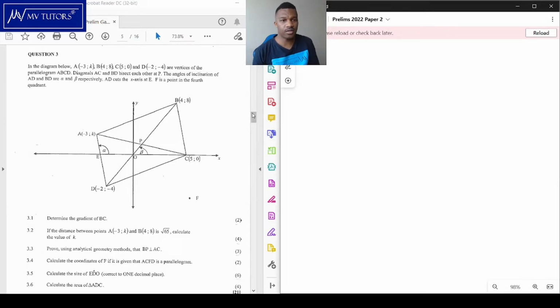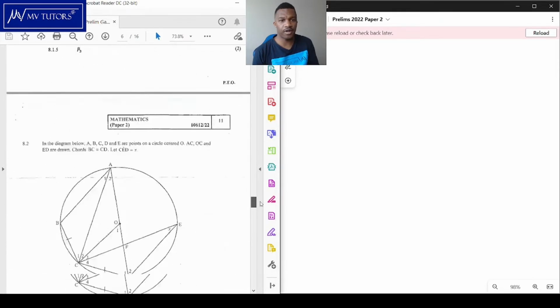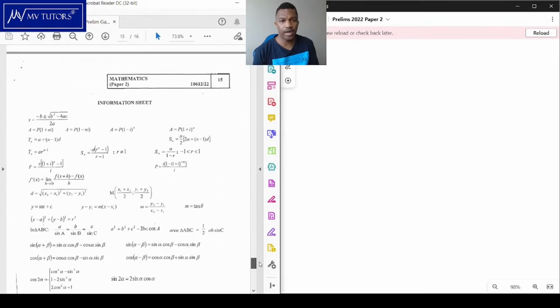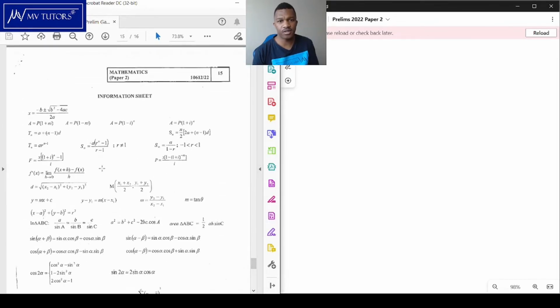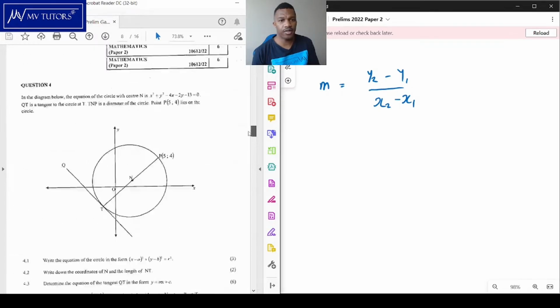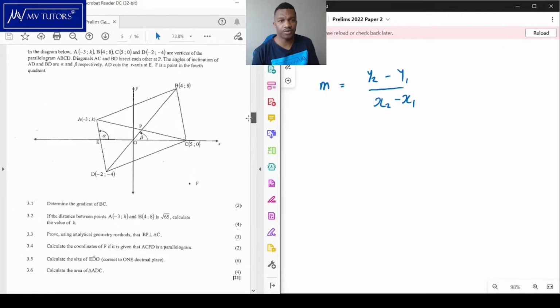Okay, so to answer this one, we need the formula for a gradient. I hope you know it by heart, but in case you don't, it's this one over here. So it's m is equal to y2 minus y1 over x2 minus x1. Okay, so let's go back to that question. It was question number 3.1.